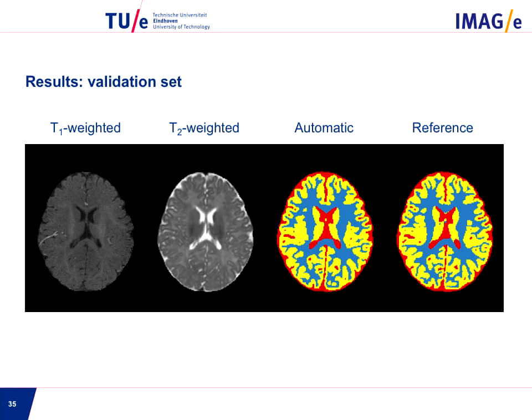So this is how that looks in the image. We have a T1 and a T2 weighted image as input. We then have the automatic segmentation and the reference segmentation there. So you can see that they correspond quite well to each other.